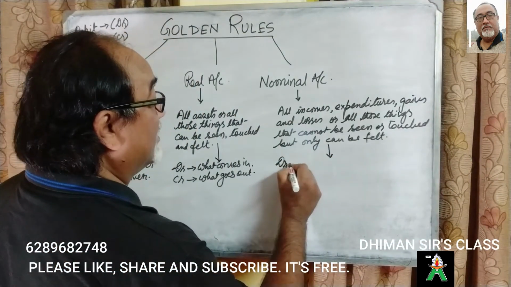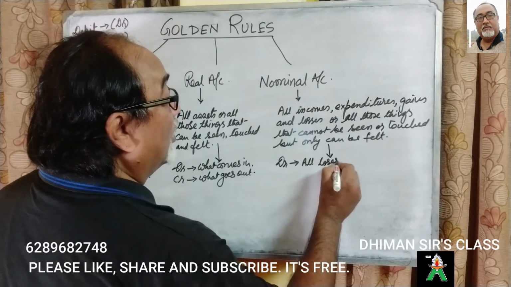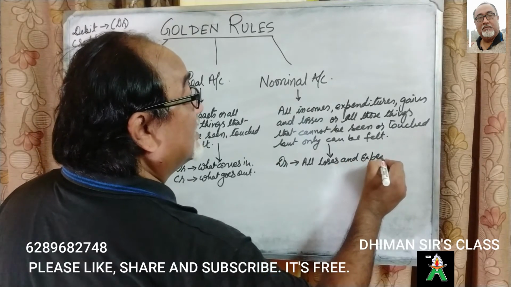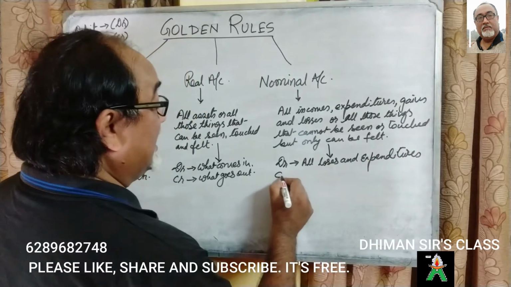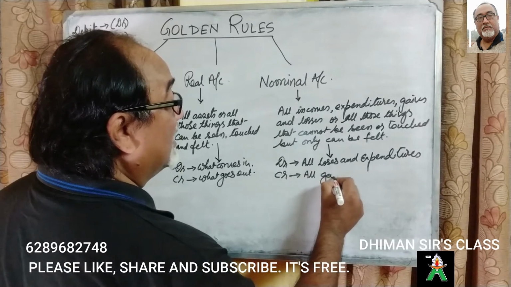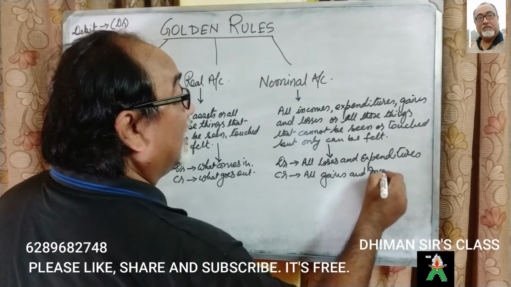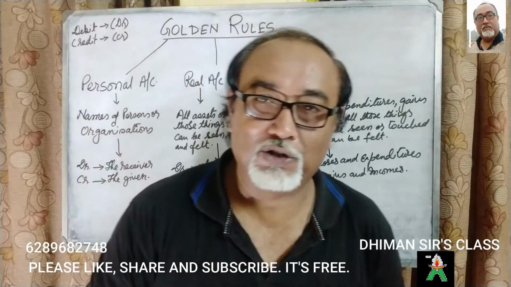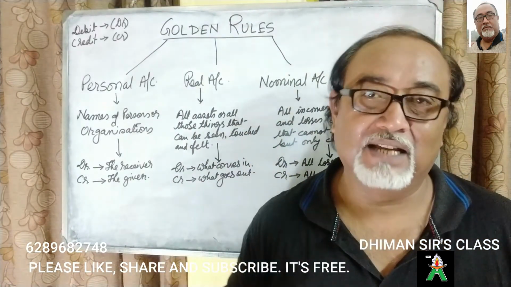Debit all losses and expenditures. Credit all gains and incomes. Debit all losses and expenses or expenditures, and credit all gains and incomes.